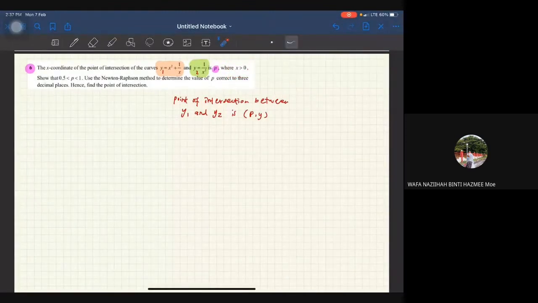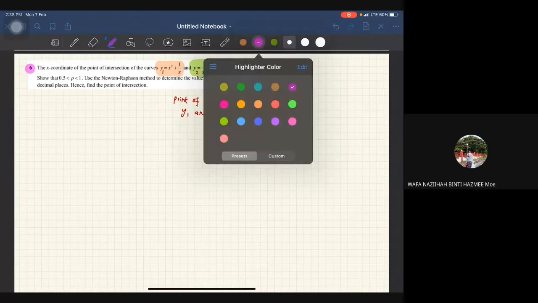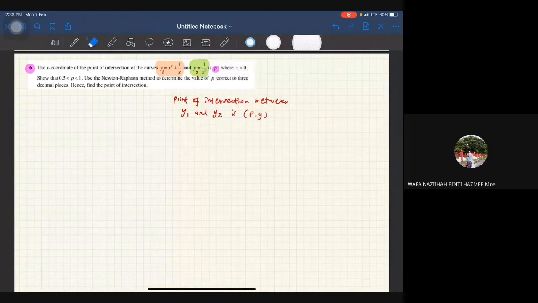Okay, so first part of the question cakap show that 0.5 is less than P is less than 1. So itu adalah first part of the question. This one, show that. Okay, so macam mana kita nak showkan P tu dia berada di antara 0.5 sampai 1. So awak nak guna graphical method ke awak nak guna algebraic method? Siapa nak guna graphical, siapa nak guna algebraic? Ada tak orang nak guna graphical?